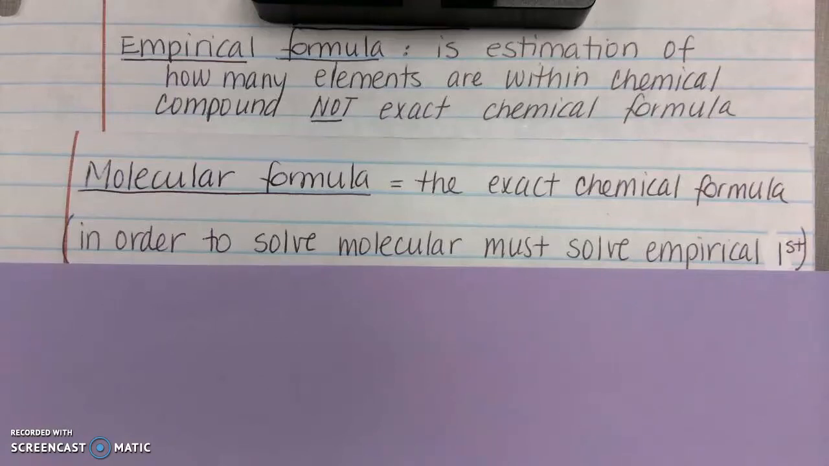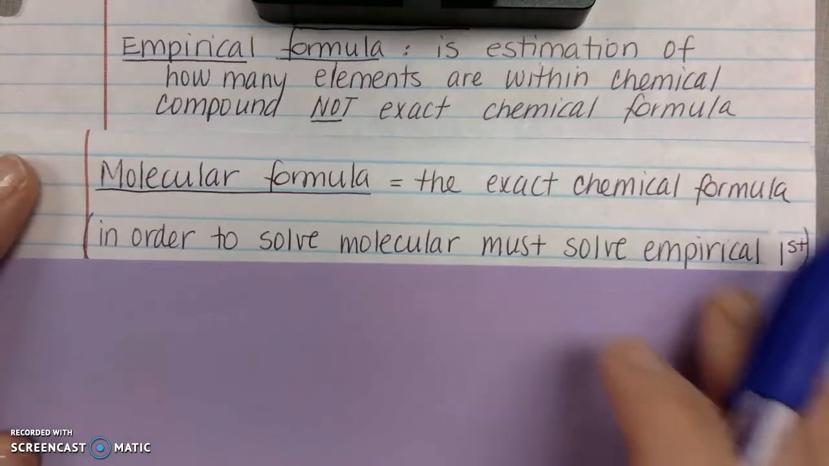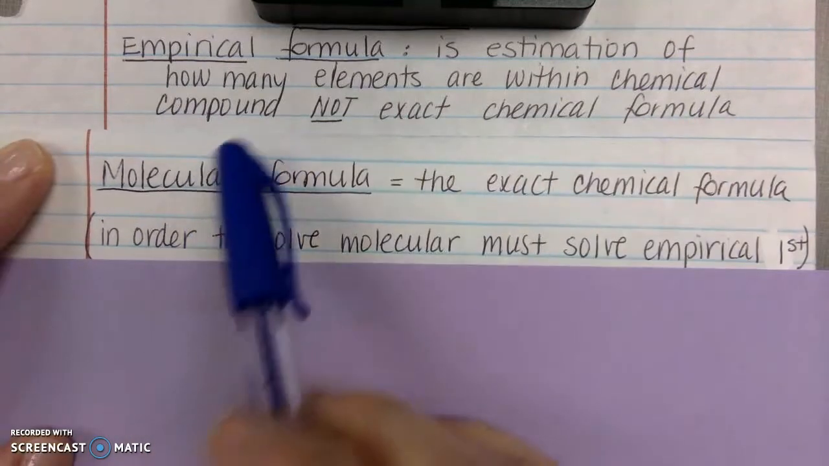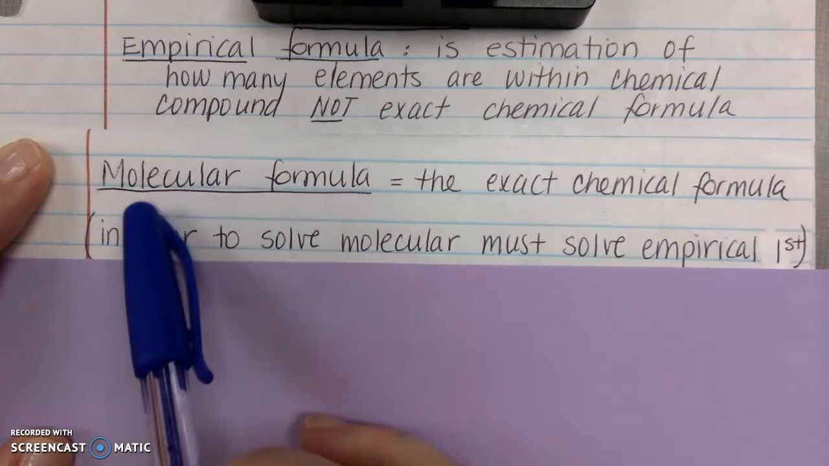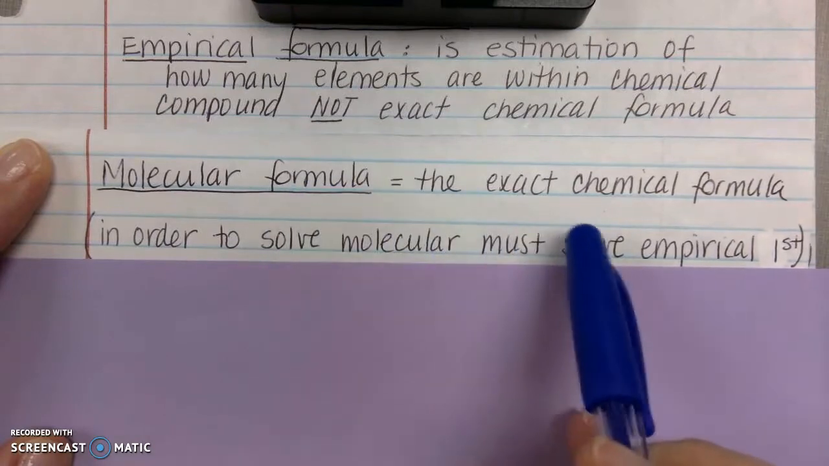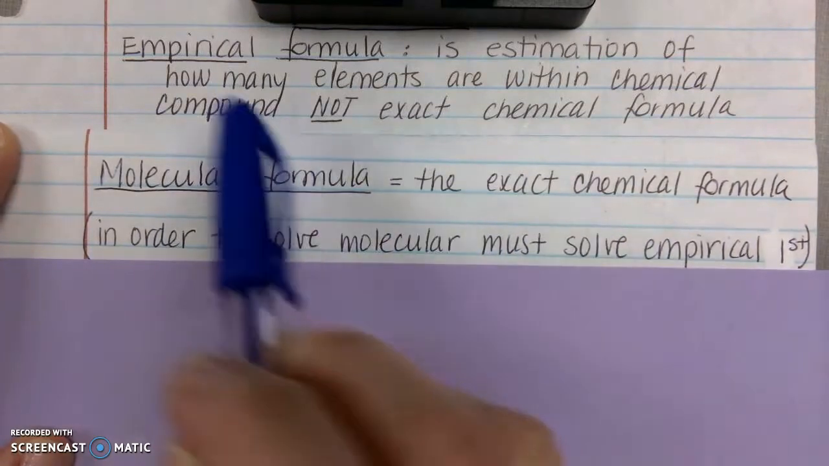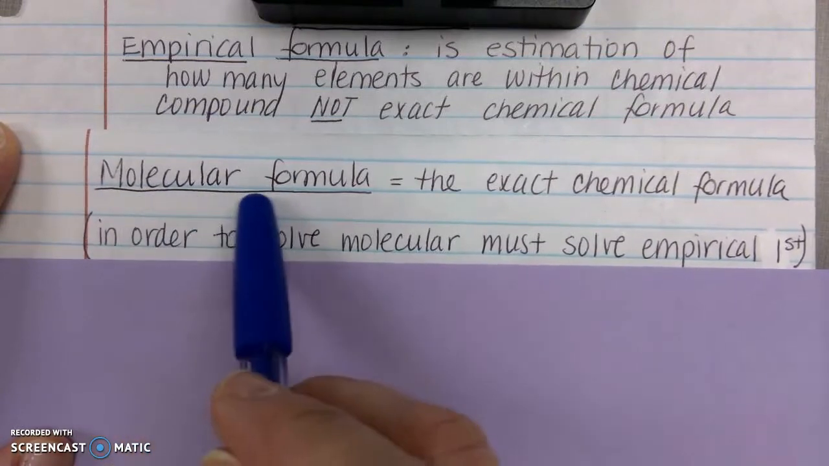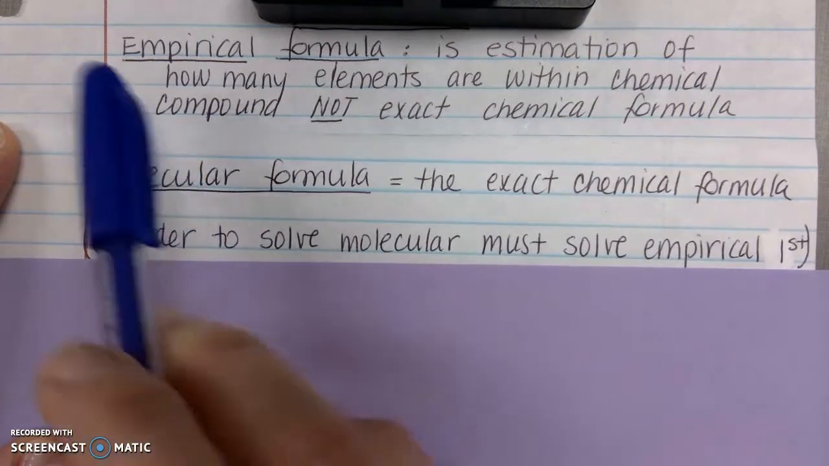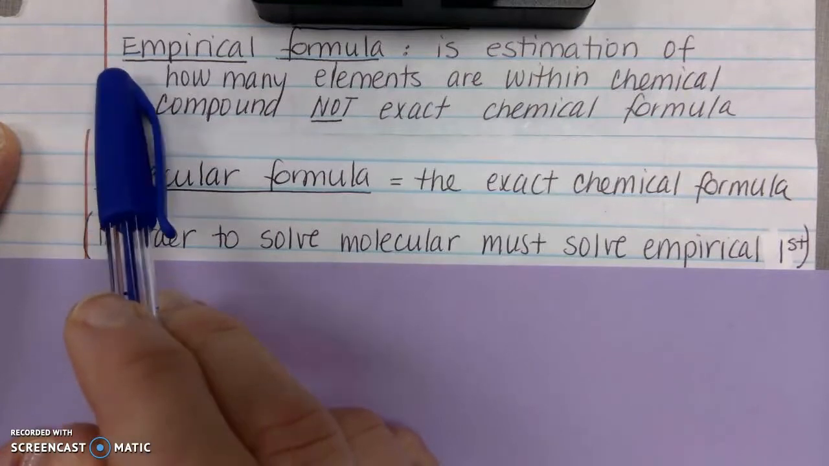This lesson is going to go over notes on empirical and molecular formula. So first of all, let's define both of them. Empirical formula is an estimation of a chemical formula. It's not the exact chemical formula, while the molecular formula is the exact chemical formula. However, in order to write out successfully your molecular formula, you need to solve your empirical formula first.